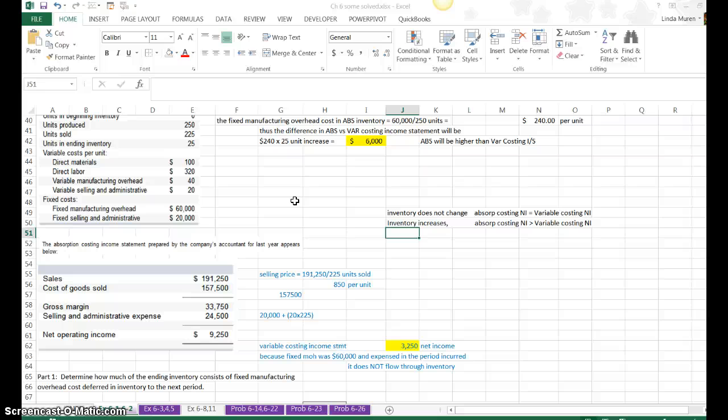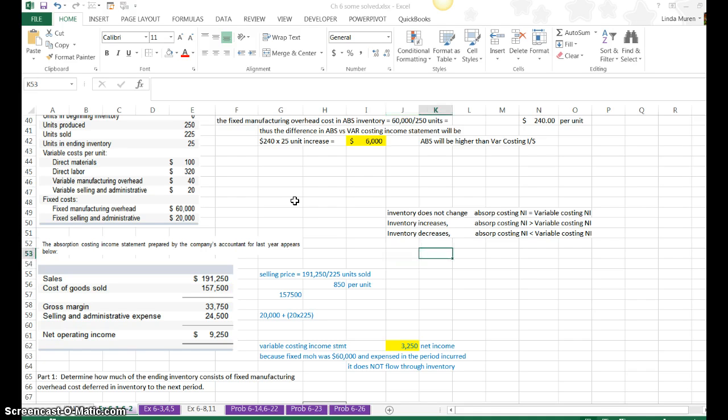So if absorption costing net income is greater than variable costing when inventory increases, then the reverse is true. When inventory decreases, that means you have to pull down even more cost than the 60,000 period cost. So then the opposite is going to happen. The absorption costing net income will be less than the variable costing net income.